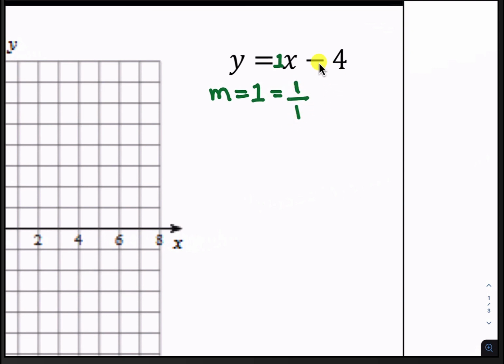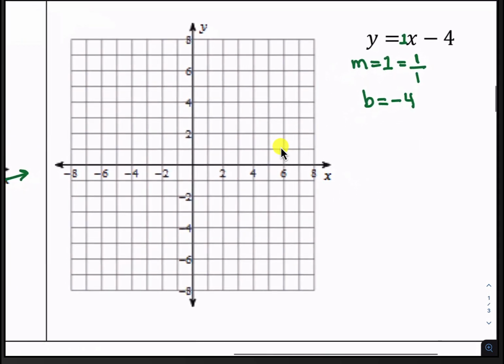All right, b is the y-intercept, and that is the number that's being subtracted after the x. So that is going to be negative 4. All right, so b, our y-intercept, is negative 4. So we go over here to the graph, and we find negative 4 on the y-axis. So our first point would be here at negative 4 on the y-axis.